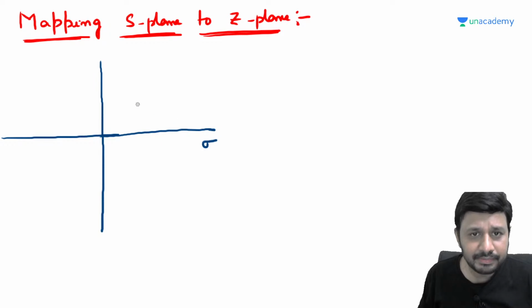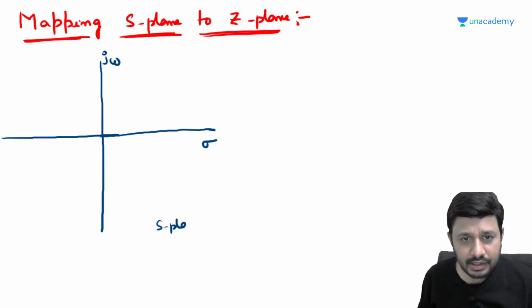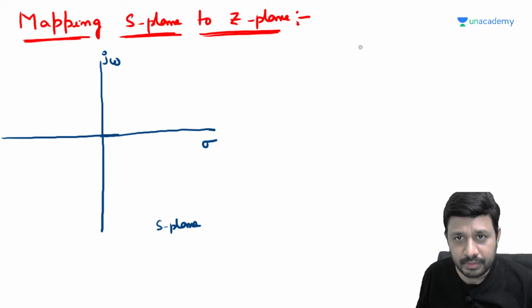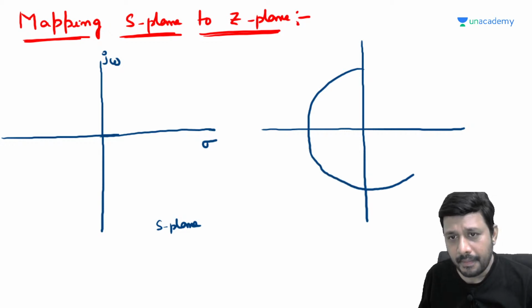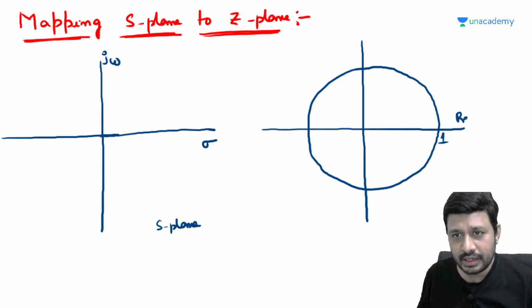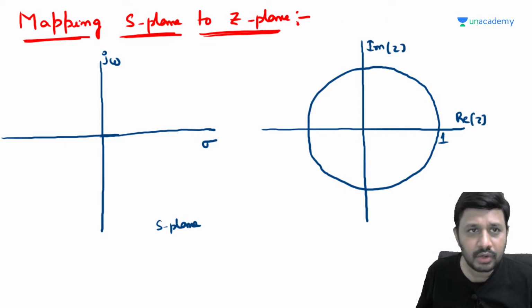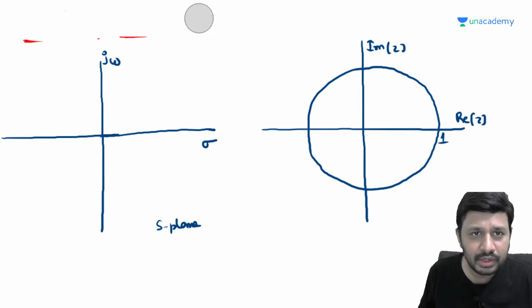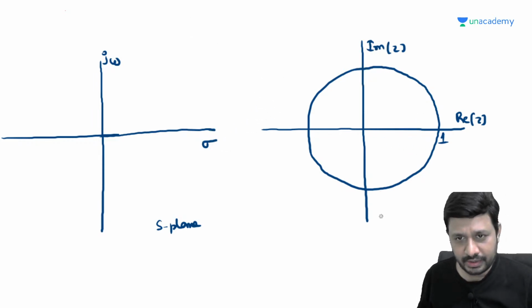S plane I took, complex plane, sigma j omega. Okay, S plane. And Z plane you take. Z plane is a polar plane. So this is a unit circle, real part of Z, imaginary part of Z. Now I don't need this heading anymore. I'm removing the heading, right? So S plane I took, Z plane also I took.